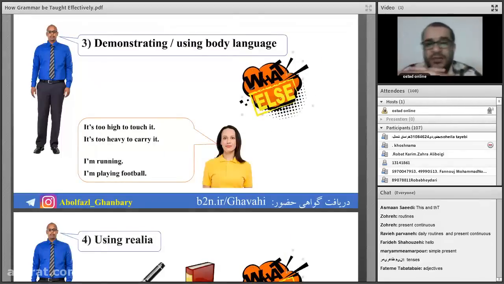The second one is demonstrating or using body language. For example, we want to teach this structure. It's too blah blah, too means that it is too hard, too easy, or too blah blah. You cannot do it. Yeah, you cannot do it. For example, it's too high to touch it. It's too heavy to carry it.